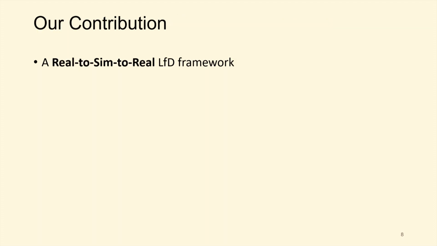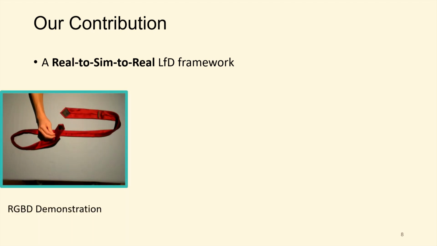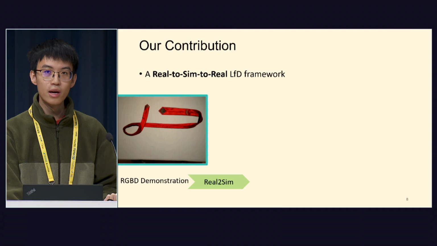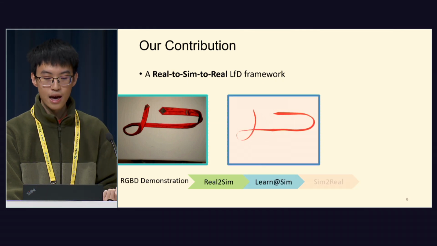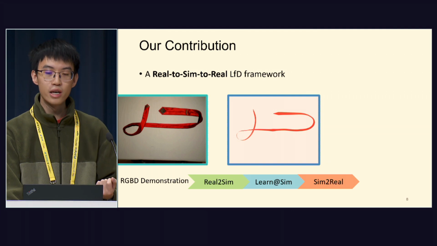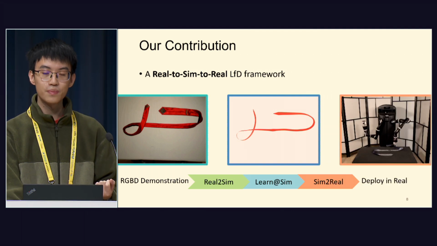As a result, we propose a real-to-sim-to-real learning from demonstration framework. Our pipeline takes in a human RGBD demonstration video as input. We first design a real-to-sim module to estimate the mesh sequence from this demonstration video and use this mesh sequence to guide the policy learning in simulation, and finally deploy the policy to a real dual-arm robot.